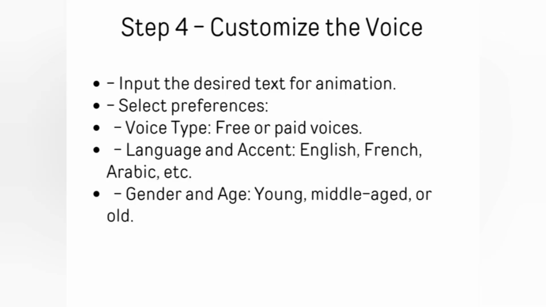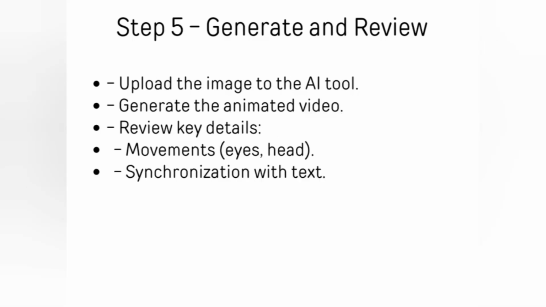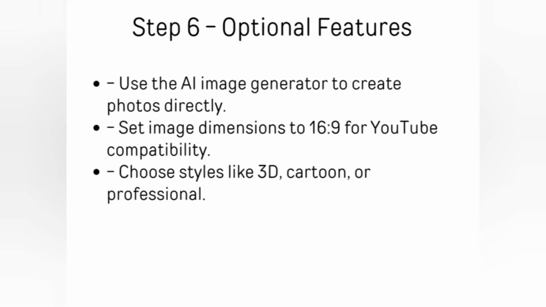The next thing is you're going to have the option of inputting the desired text for your animation. So you have a place where you're going to type in your text for animation. You select the voice type, your language and your accent. Is it English, French, Arabic, etc.? The gender, the age. So is it a young, a middle-aged, or an old person? Then you have the option to upload this information to the AI tool, which generates the animated video, and you have the option to review the movement and the synchronization with the text.